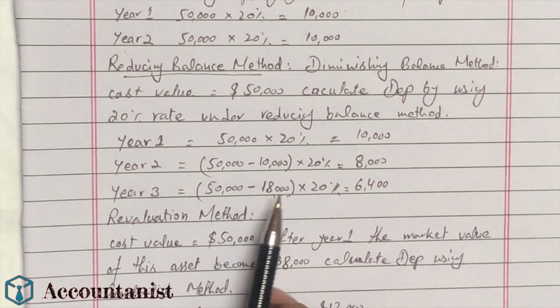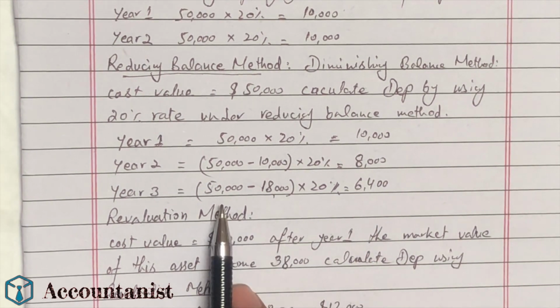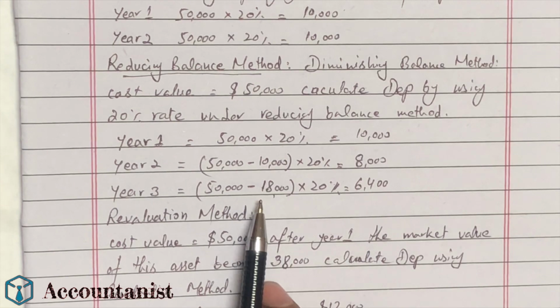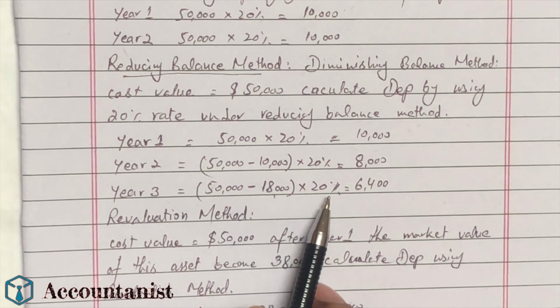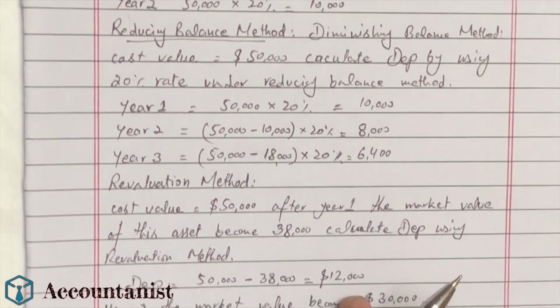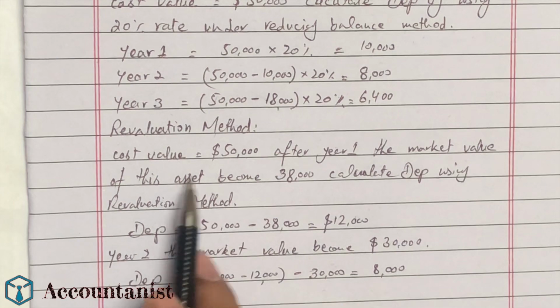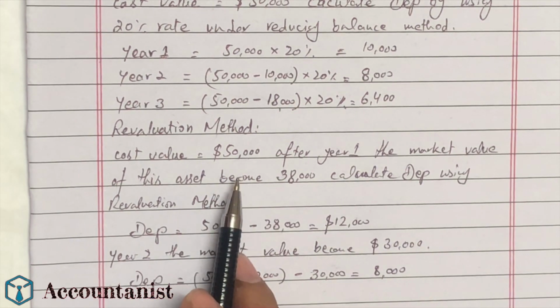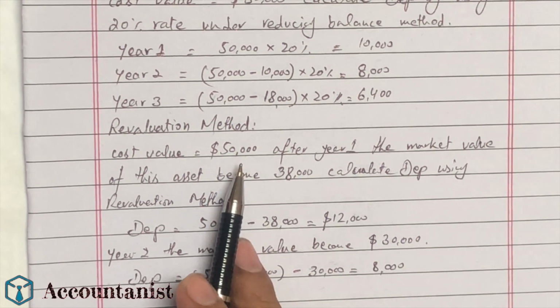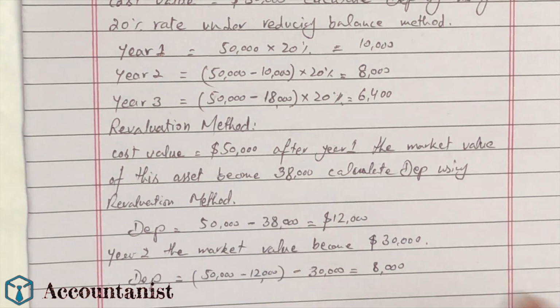So in the third year, the total depreciation that we already charged was 18,000. So that's why now the percentage is applied on that 20% after reducing 18,000 from the cost value. In the third method, we have revaluation. So it's simple: we have to compare the cost value with the market value of the asset.